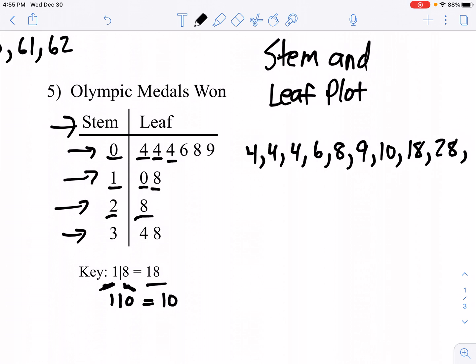Then the next value would be the 30s. A 3 and a 4 make 34. And a 3 and an 8 make 38. Okay, so this would be our list of values. And then we can go through and find our mean, median, mode, and range, okay? So it kind of shows some relative frequency here. You can see that most individuals fall into this category for Olympic medals that were won. So not a huge amount of people are winning like 34 and 38 over here.